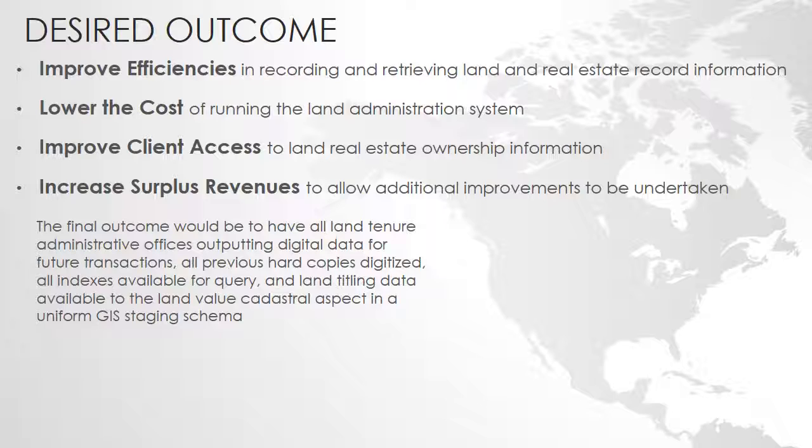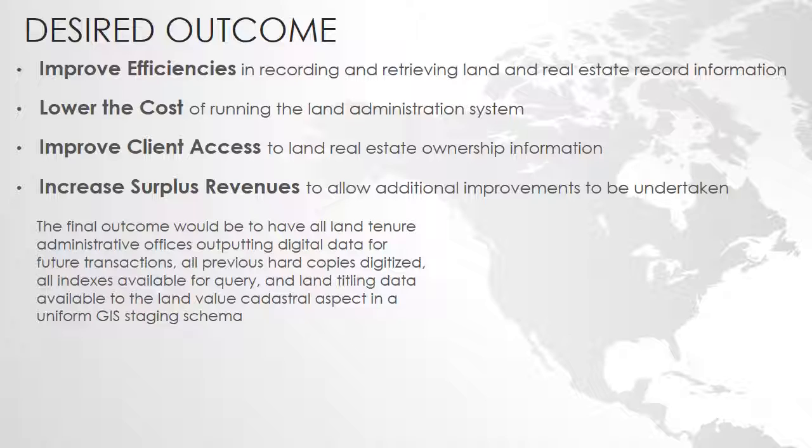The desired outcome of a land administrative system reform process is to increase efficiencies in the land market and effective land use management. I think if we could do this in rural areas, underserved counties, it would improve the efficiencies in recording and retrieving land and real estate record information, lower the cost of running the land administrative system by automation, improve client access to land real estate, and increase surplus revenues to allow for additional improvements to be undertaken.